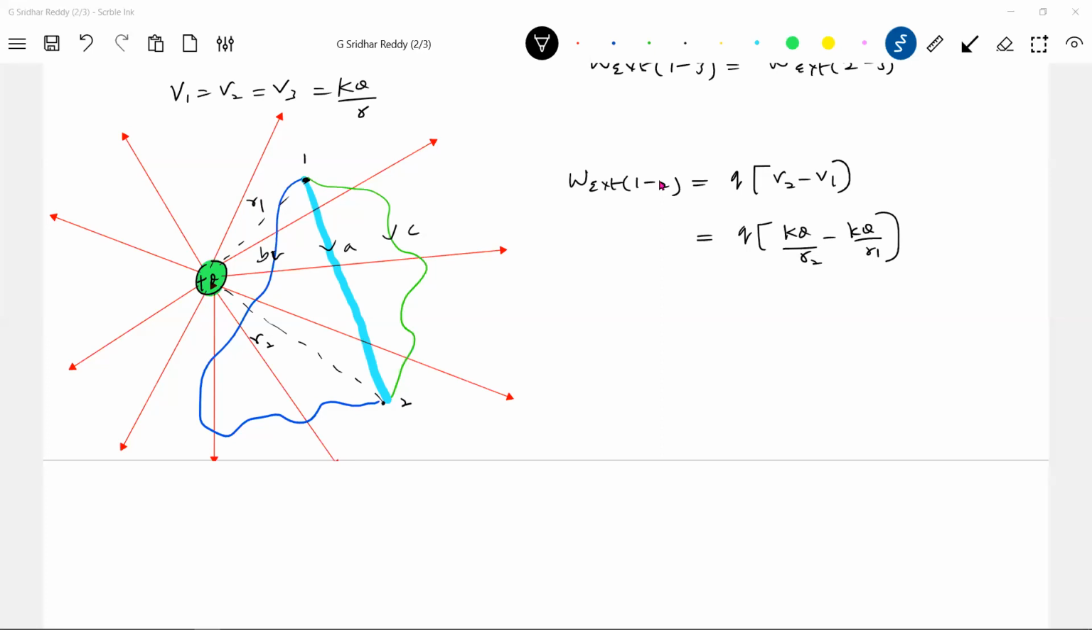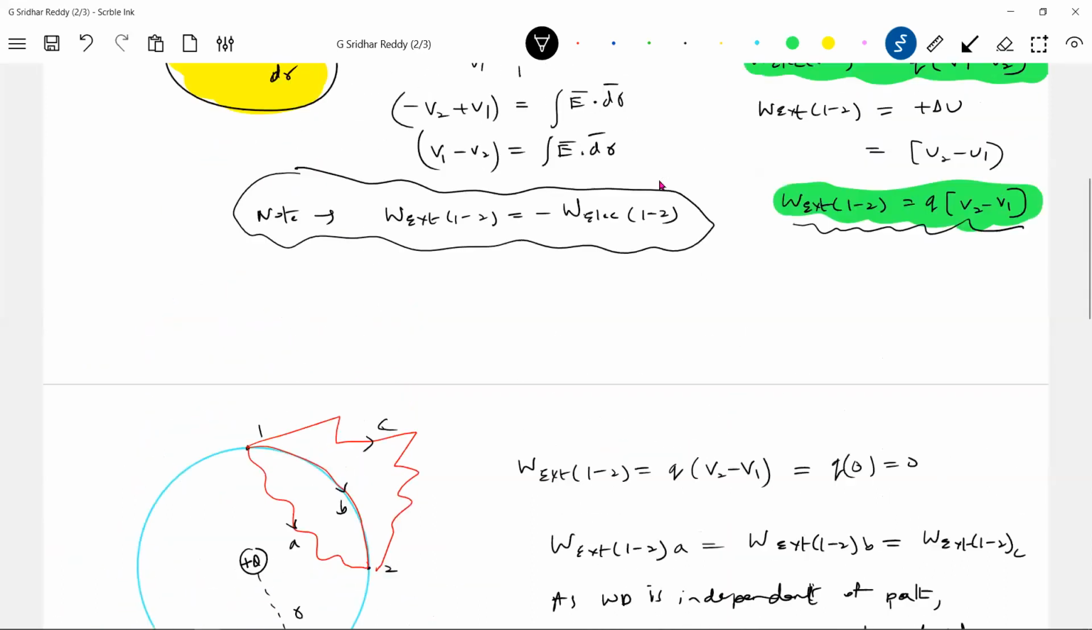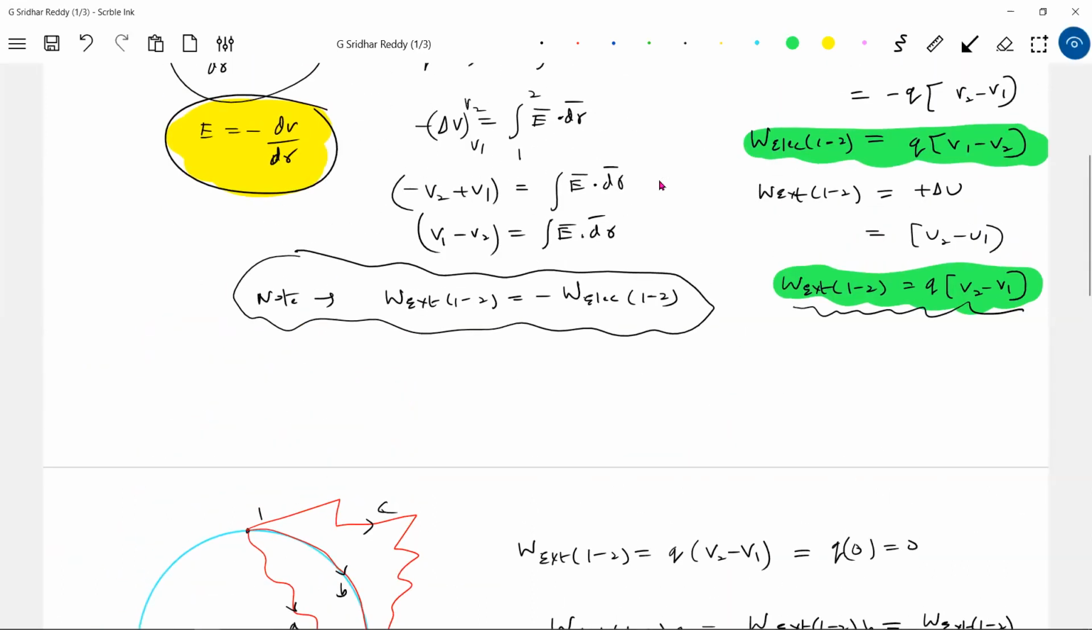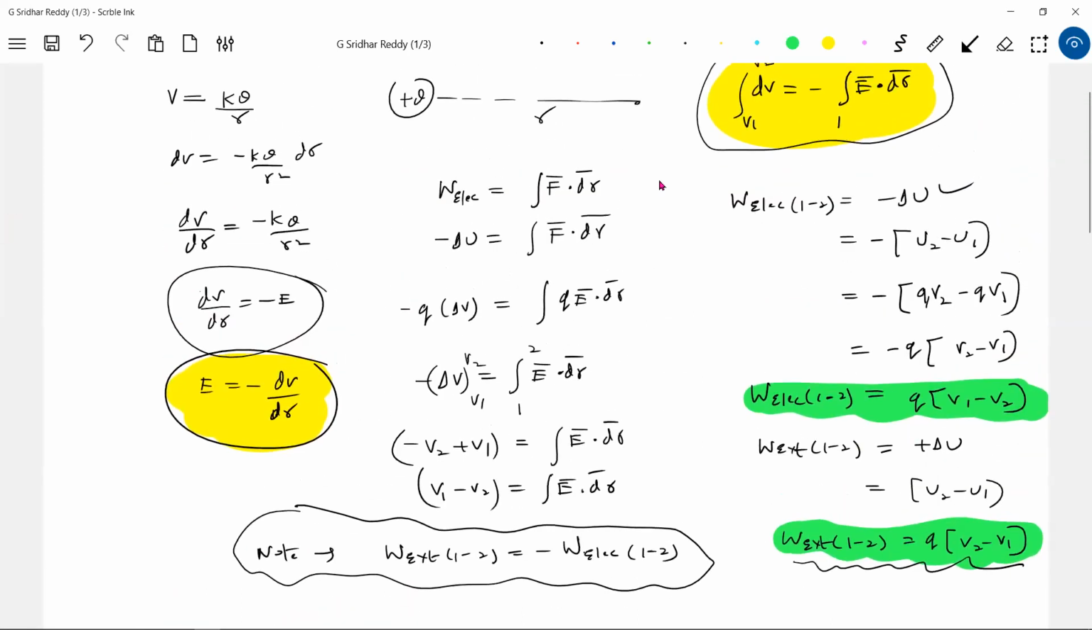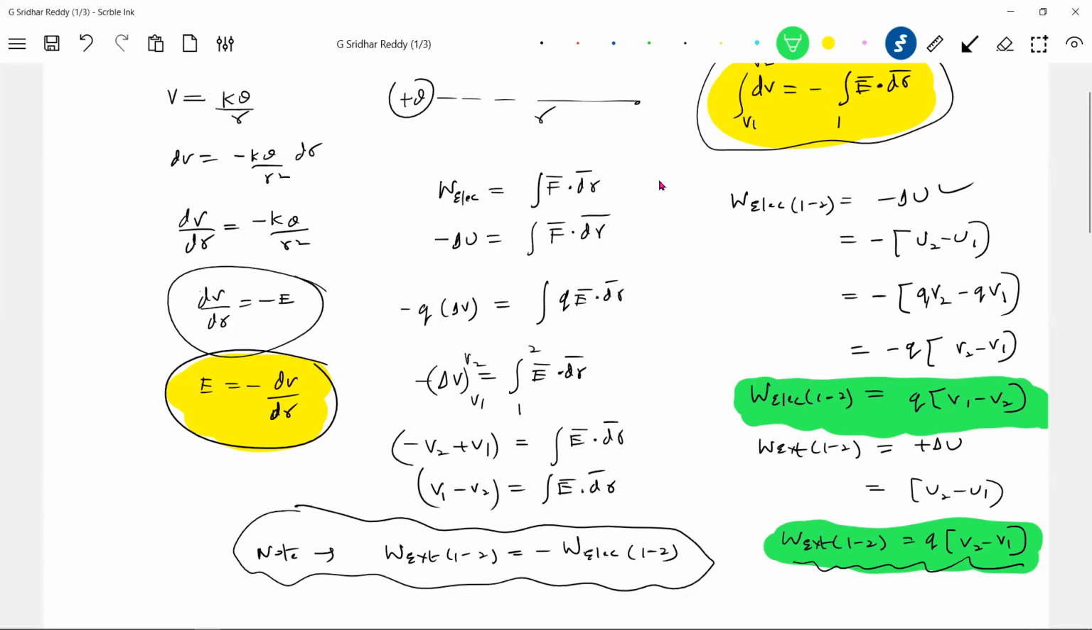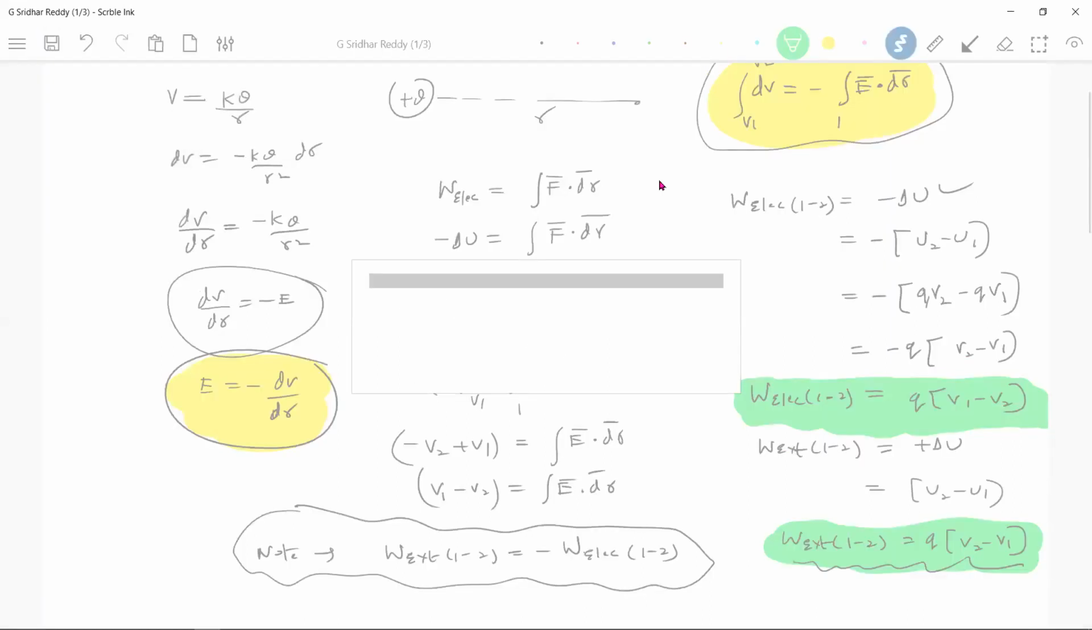This is by the external agent. Please try to follow the formula. Work done by external agent. Please, all of you write down these formulas in your notebook, because I'll be discussing all the numericals related to this. Note down first the yellow color and green color highlighted formulas. Write down first, then I'll continue.